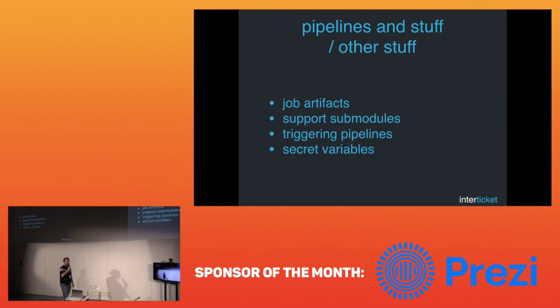So pipelines can have other stuff as well. Like for Android, we are using job artifacts, and you can download the artifacts from the result of the pipeline. It supports Git submodules. And you can trigger pipelines. You can use secret variables that are injected inside your pipeline when it runs, like environment variables and stuff like that, passwords.